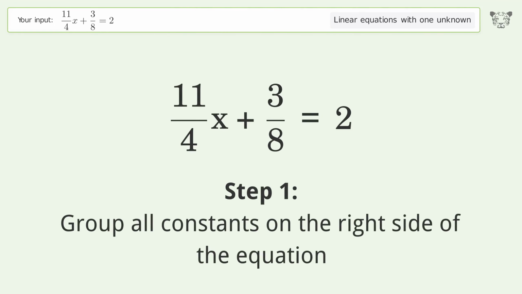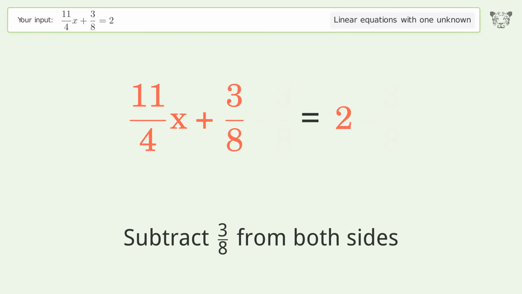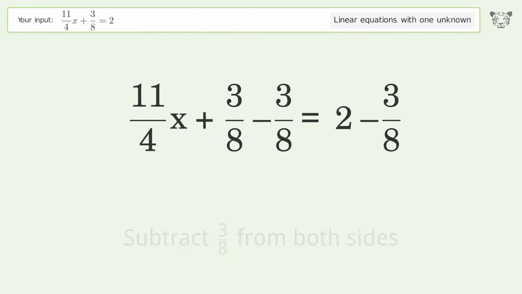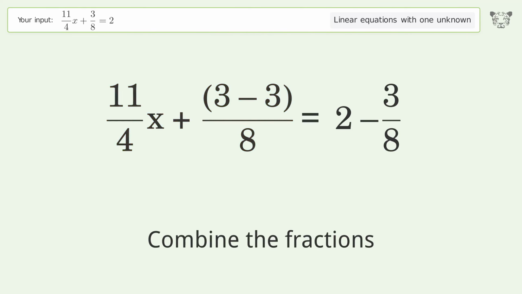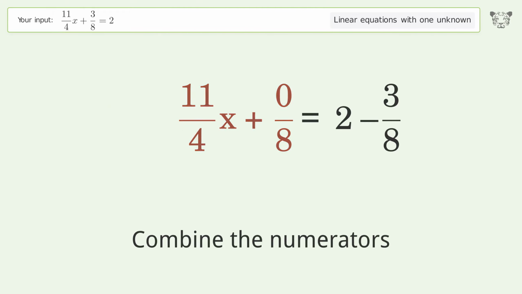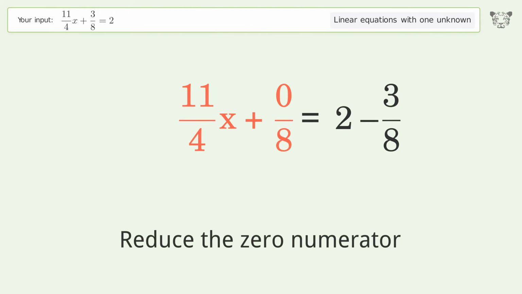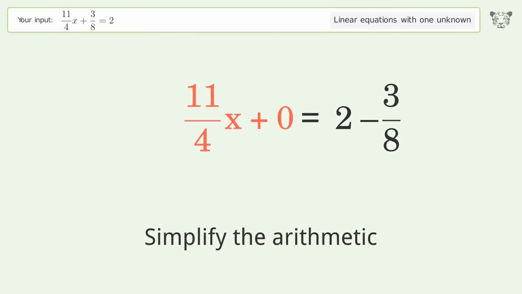Group all constants on the right side of the equation. Subtract 3/8 from both sides. Combine the fractions. Combine the numerators. Reduce the zero numerator. Simplify the arithmetic.